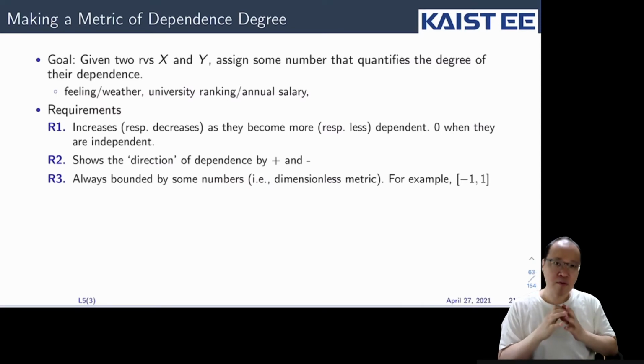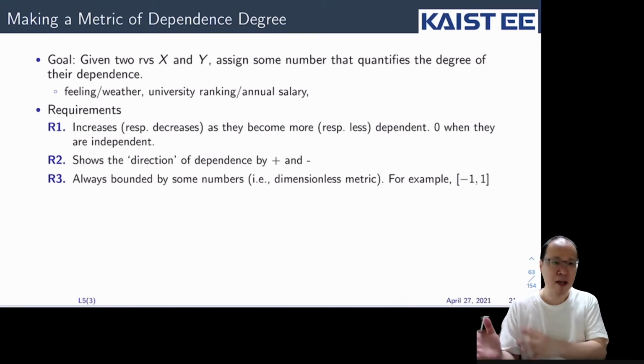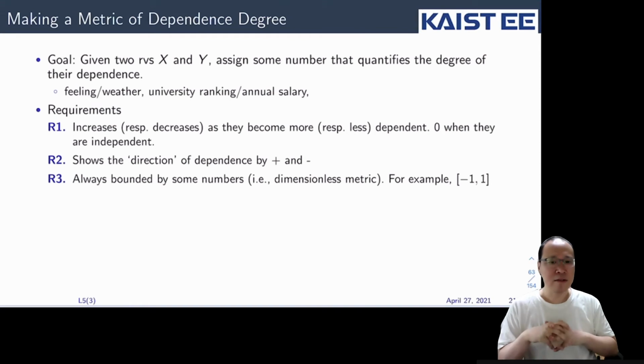But obviously when we make a metric, we would like to have this metric have some kind of bounded numbers, for example, like minus 1 and 1. Otherwise, we have very situation-dependent numbers, which can be sometimes very big or sometimes very small. Okay, so that would not be very appropriate for a good metric. We would like our metric to always be bounded by some numbers like minus 1 and plus 1. So that's the third requirement.